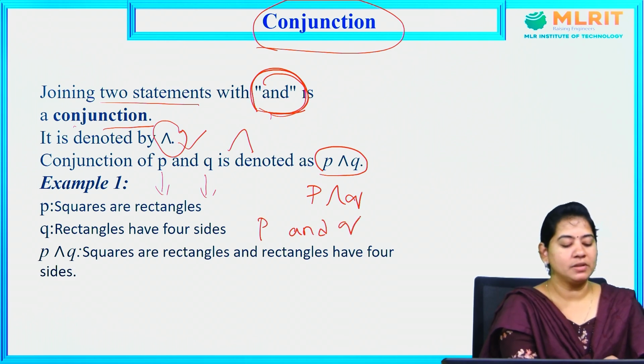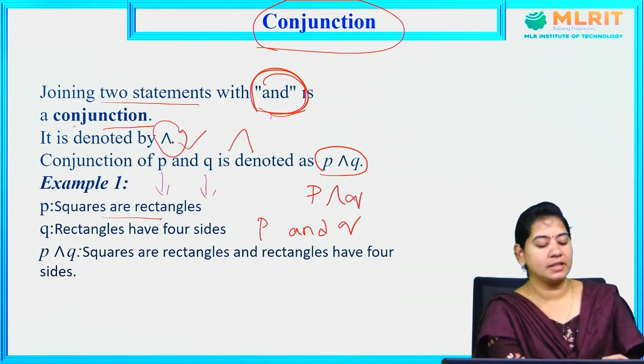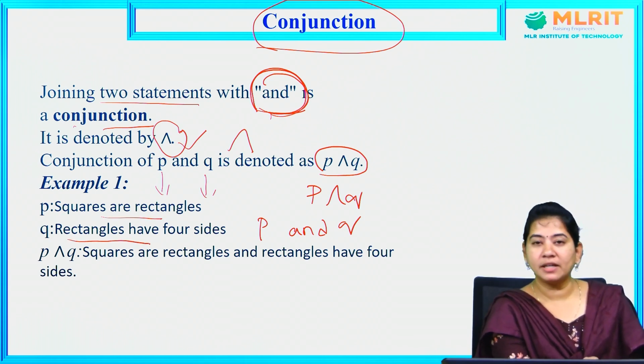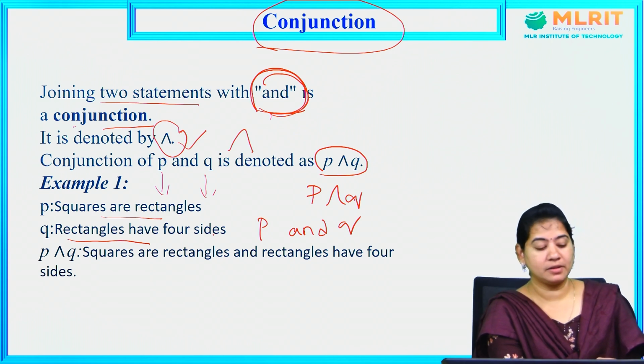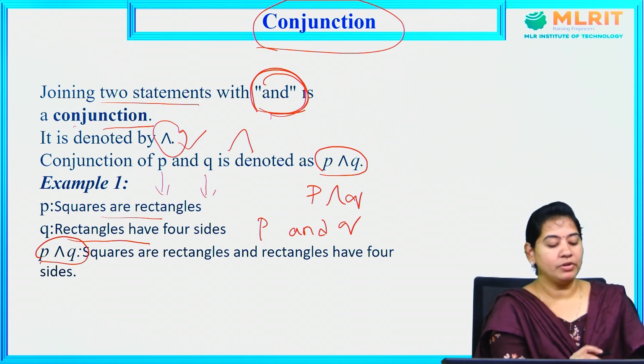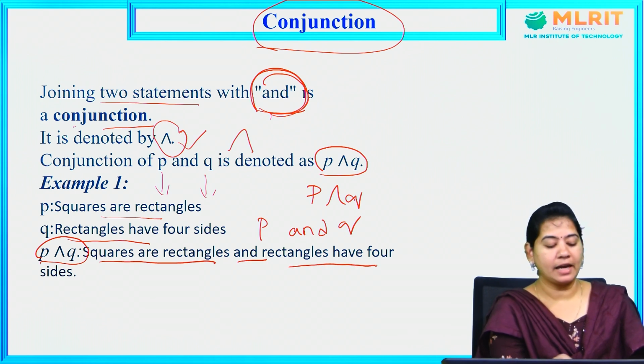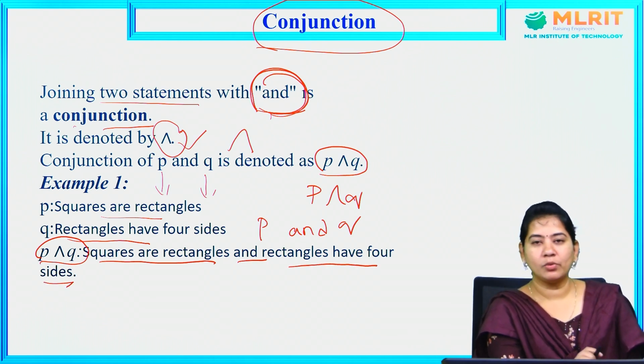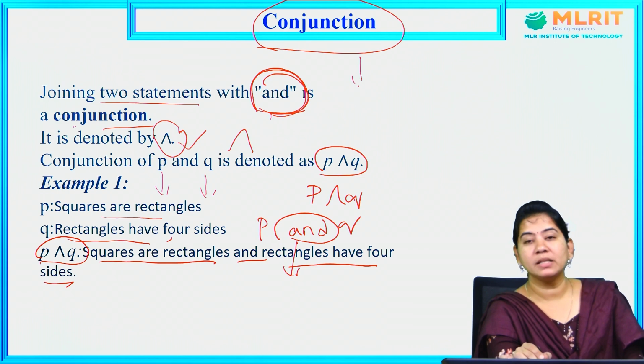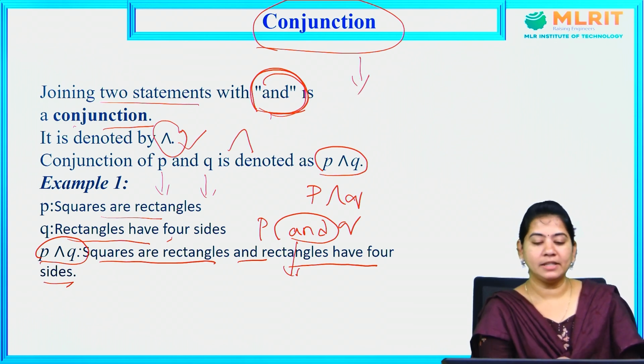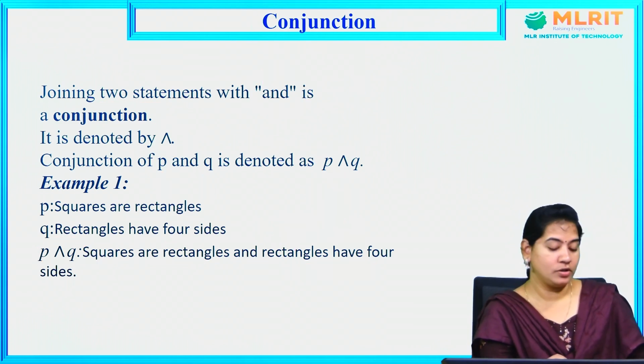If you observe the example, let us assume the P statement is "squares are rectangles", and the Q statement is "rectangles have 4 sides". So P and Q will become "squares are rectangles and rectangles have 4 sides". Here we are just combining the two statements with the connective word "and", and as we are including "and" here, this is called a conjunction. So let us see the truth table for this conjunction also.